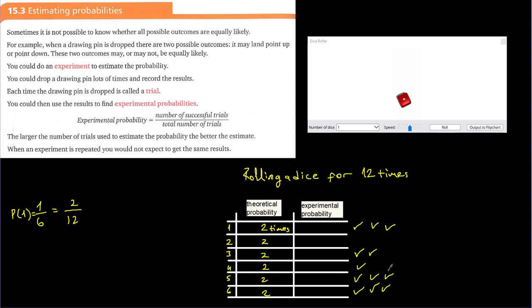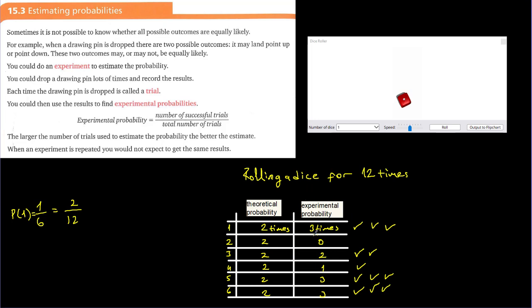So I rolled 12 times and I got 3 times 1, 0 times 2, 2 times 3, and 1 time only 4, 3 times 5, and 3 times 6. When you add them up, 3 plus 3 plus 3 plus 3, 4 times 3, it's going to be equal to 12. So rolling a dice 12 times in real life gives these results.